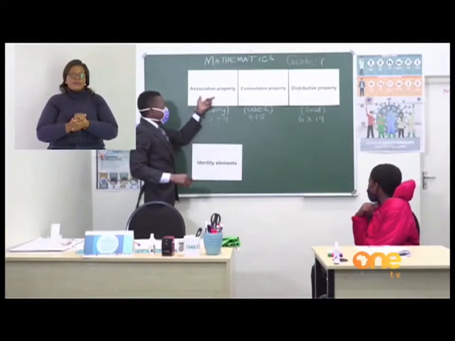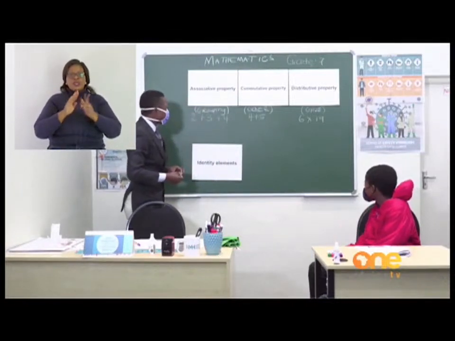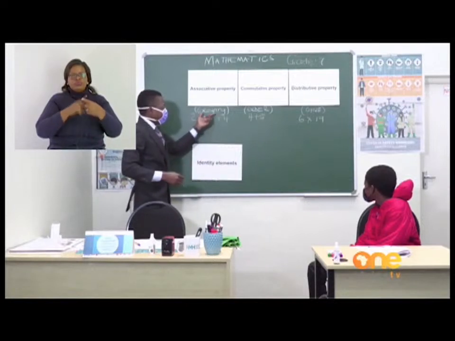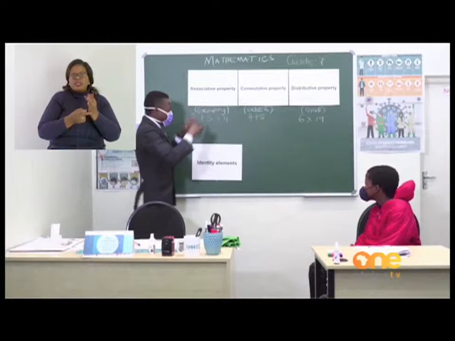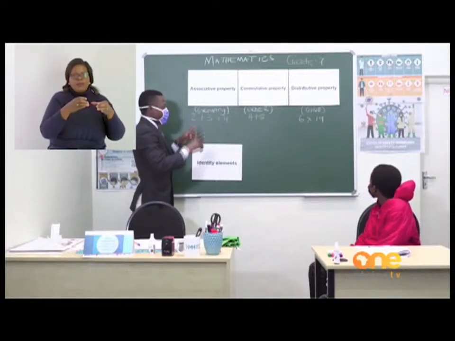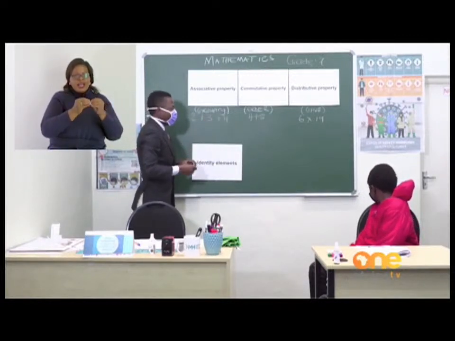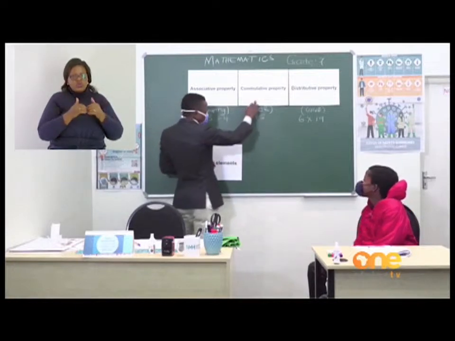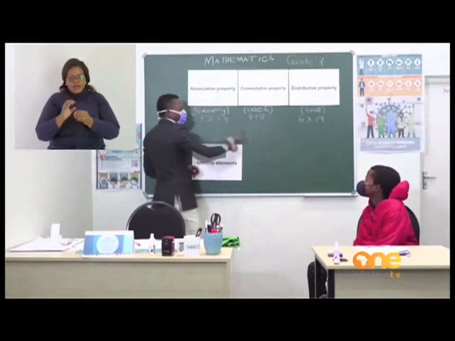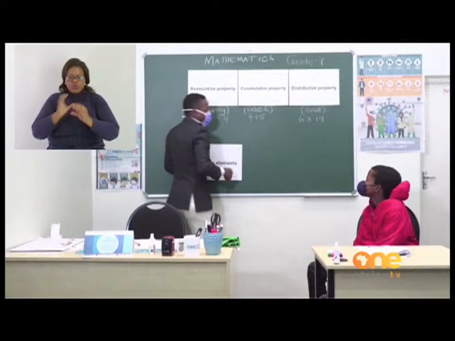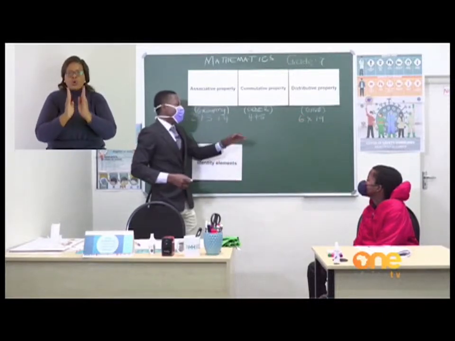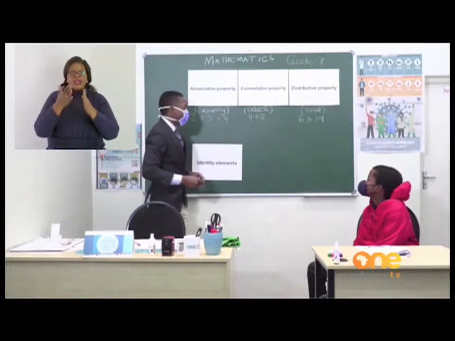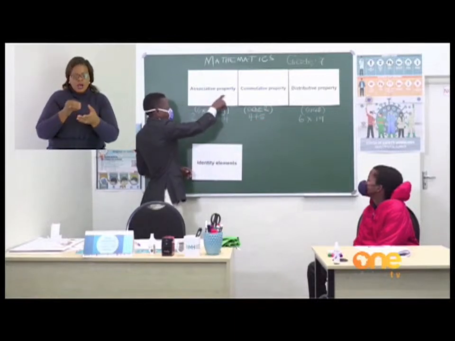When it comes to associative property, this is more on grouping. You are grouping certain numbers where to start. When it comes to commutative, we are doing the order. And here at distributive property, you are giving. So let us start with associative property.